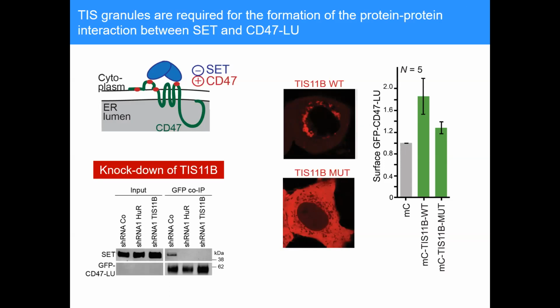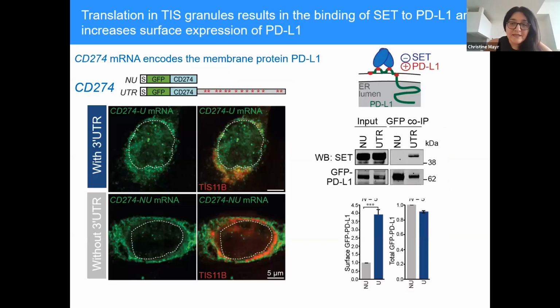We have other examples like PDL1. PDL1 has the same architecture in its cytoplasmic domains. Basically, it has a few regions that are positively charged that can bind to SET. When we use a construct that contains the UTR with the AU-rich elements, then PDL1 RNA perfectly co-localizes with TIS granules. When we delete the UTR, PDL1 RNA still localizes to the ER, but no longer to TIS granules. And you can see it's actually depleted here in this region surrounding the nucleus.